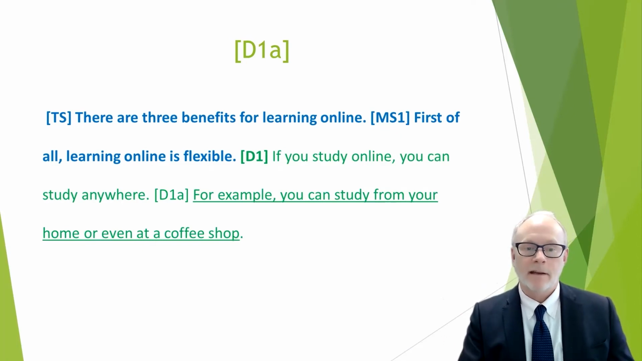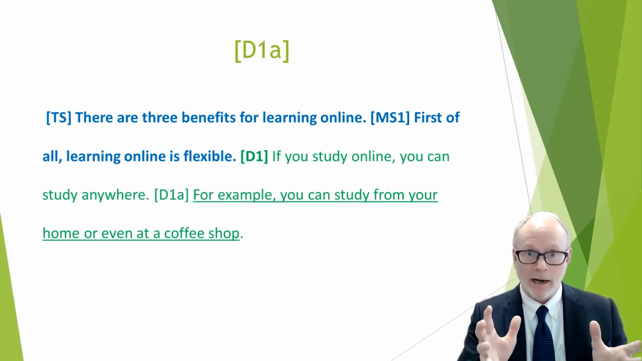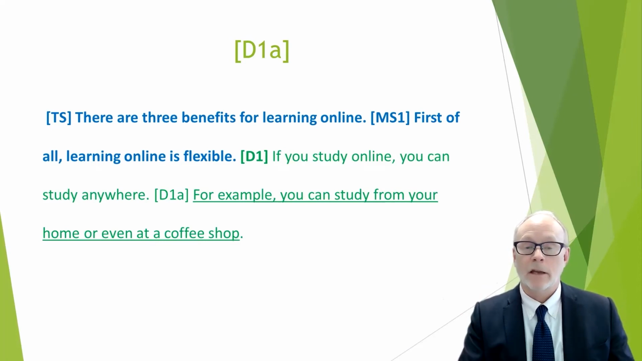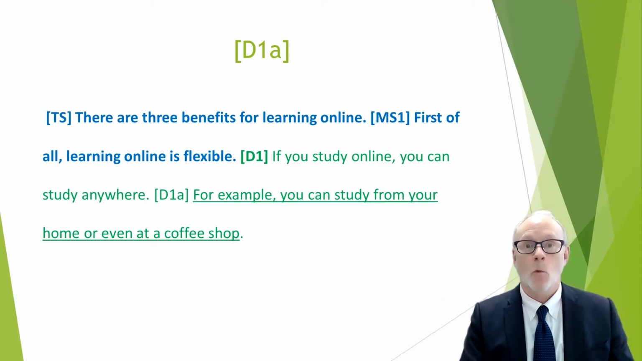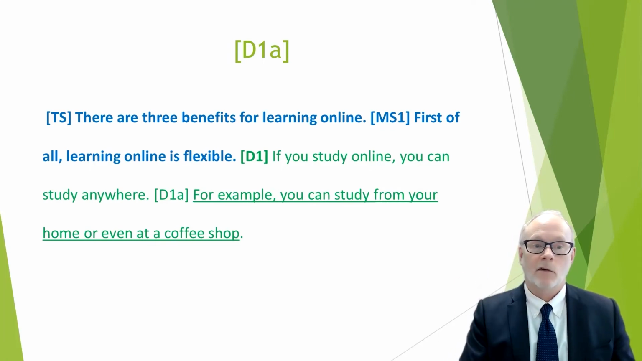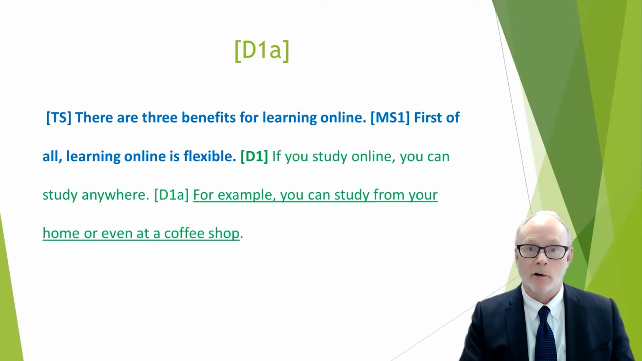So if you look at D1, you can study anywhere. You can study from your home or even at a coffee shop. This is directly connected to the D1. And so far, everything is connected because D1, you can study anywhere, is directly connected to flexible. Flexible, MS1, is directly connected to benefits for online learning. So everything is connected so far, and that's what we want.